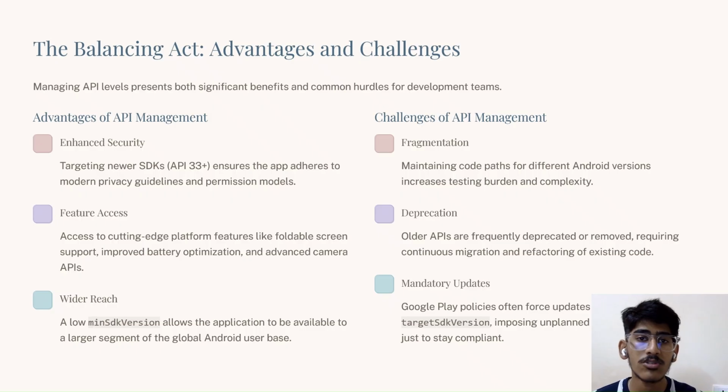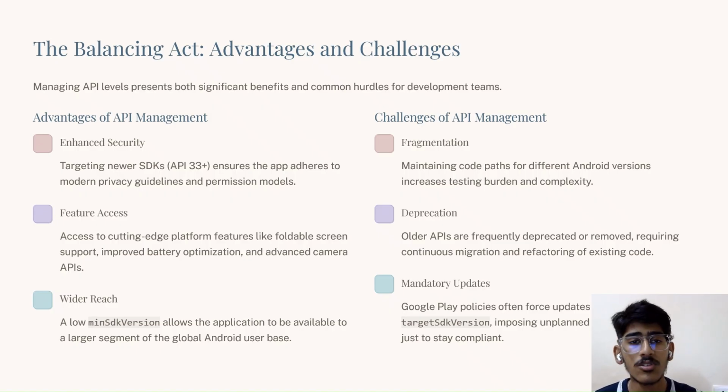Now, let's look into some advantages and challenges. Managing SDK and API levels is both a strategic and technical balancing act. It directly affects application performance, compatibility, and maintenance cost. Some of the advantages include enhanced security, as targeting newer SDKs enforces stricter permissions and privacy frameworks. Access to innovative features such as foldable device APIs, refined battery optimization, and advanced camera capabilities further enhances the capabilities of the phone. There is also wider user reach by supporting a broader range of devices through a lower minimum SDK configuration.